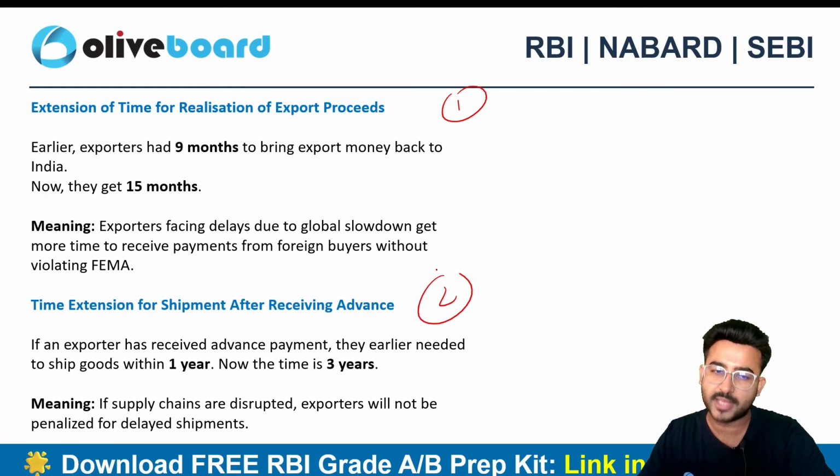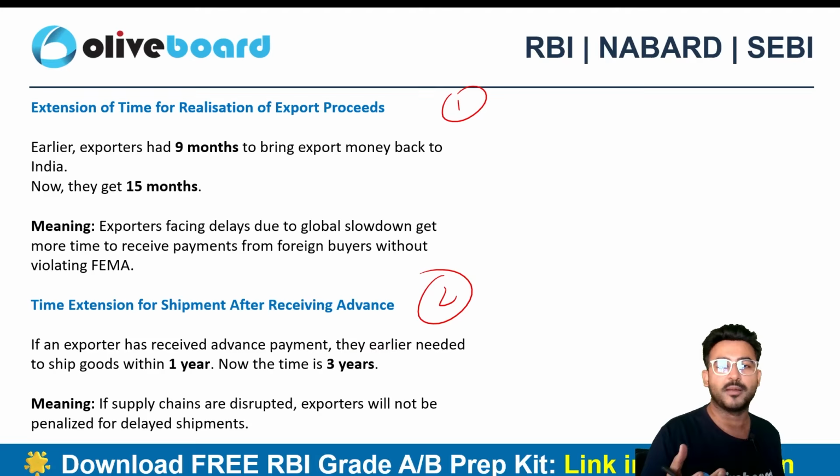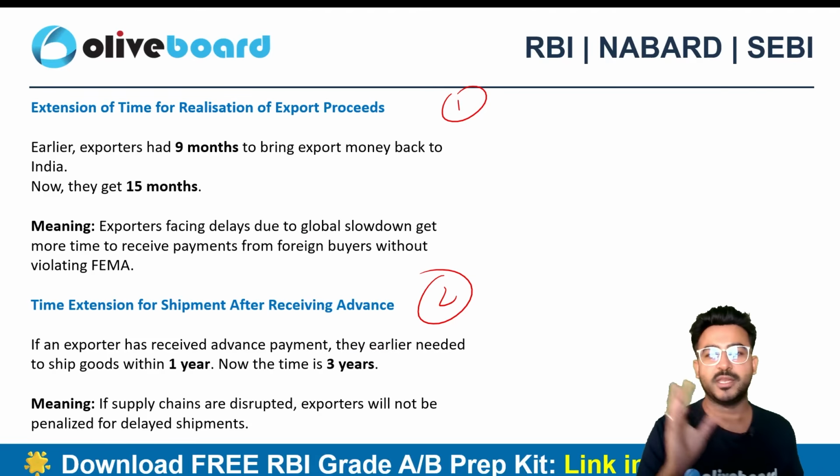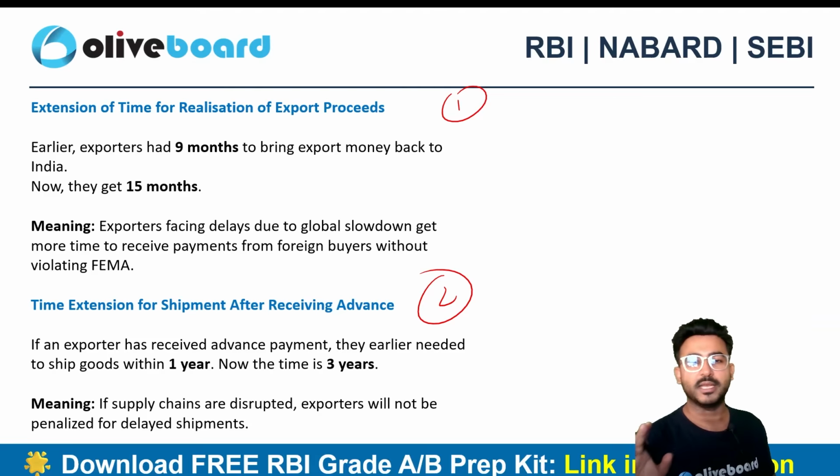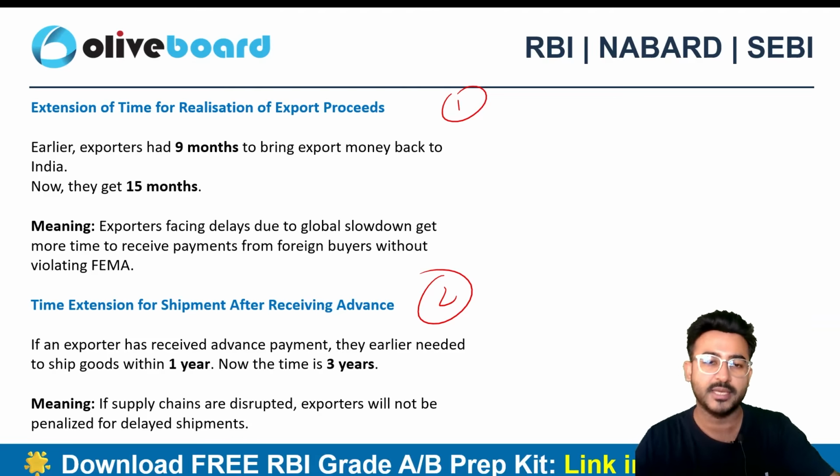अच्छा, पहले मुझे एडवांस मिलते ही शिपमेंट करना पड़ता था. कब तक करना पड़ता था गुड्स का? Within 1 year मुझे उनका शिपमेंट करना पड़ता था. But as of now the time limit will be 3 years. As of now the time limit is 3 years. Why?